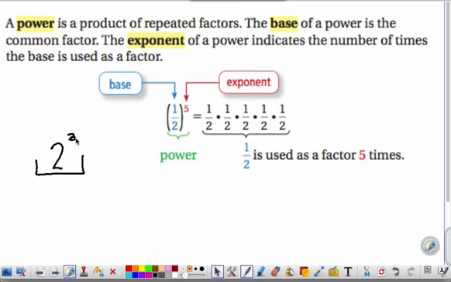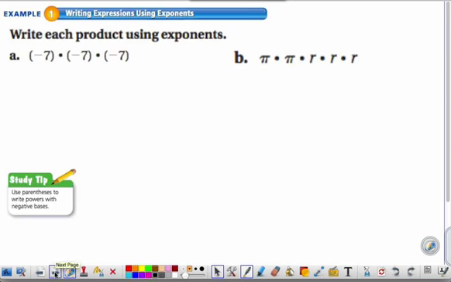3 is my exponent. Now, whenever you're writing products using exponents, you take your base, what's being repeatedly multiplied, which in this case is -7, and then you just count how many times it's being multiplied. We have 3, -7, so this would be -7 to the third power. Sometimes we have multiple bases, like in example B, we have a pi and an r. So we just look and say we have a base of pi that's being multiplied 2 times. We also have a base of r that is being multiplied 3 times.